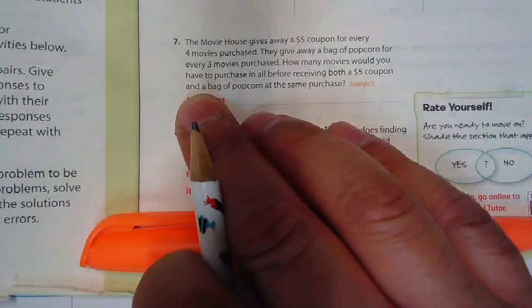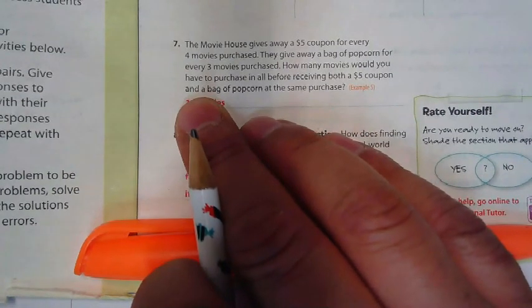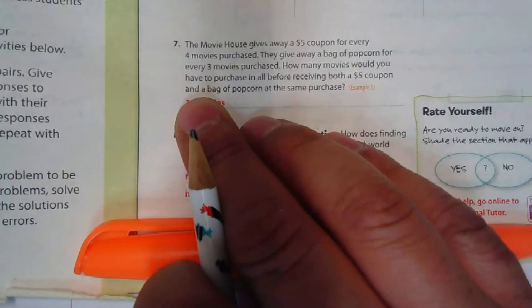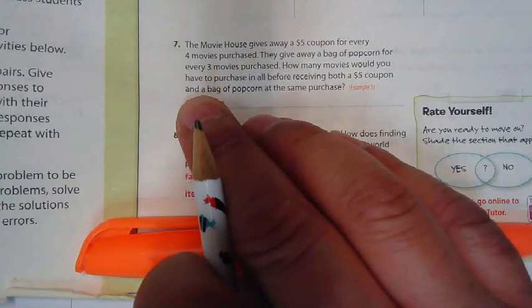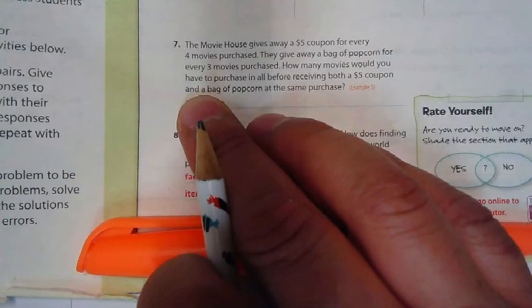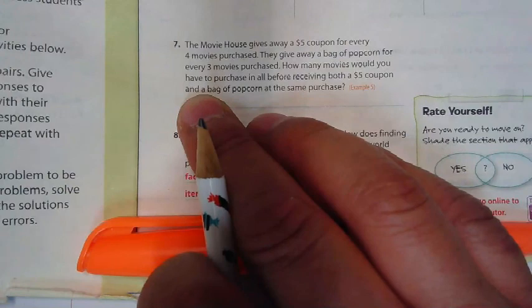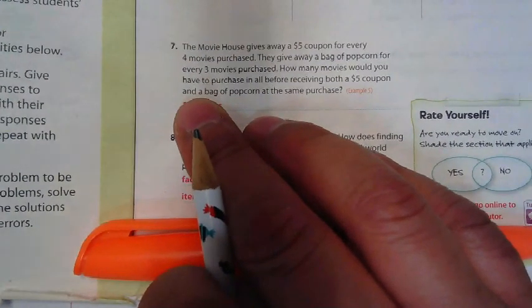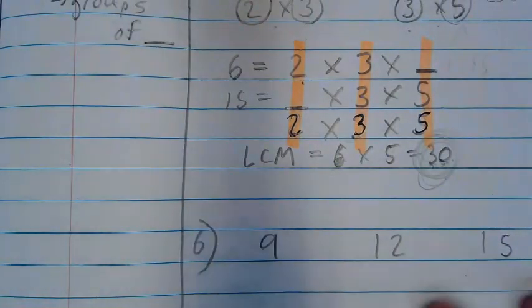The biggest groups we can make out of 6, the biggest group we can make out of 15 would be 3. 2 groups of 3, 5 groups of 3. But that's not what we're talking about. We're talking about multiples. We're buying more. So I'm going to write down all the different factors. Right? 2, 3, 5. I'm going to multiply this out.